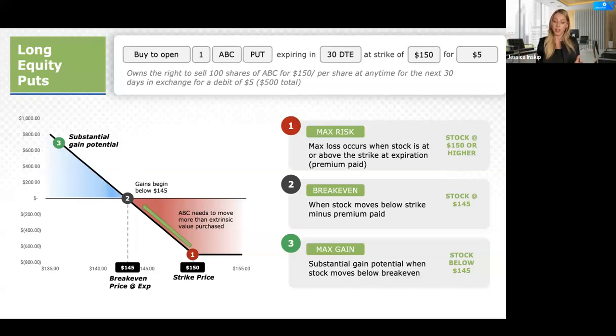So same thing with the trade ticket. Buy to open one ABC put expiring 30 days from now at a strike price of 150, paid a premium for 5. That means if I were to execute this trade, I'd own the right to sell 100 shares of ABC at $150 per share at any time for the next 30 days, and I paid $5 for that right.